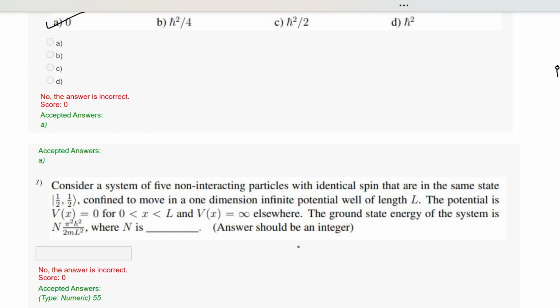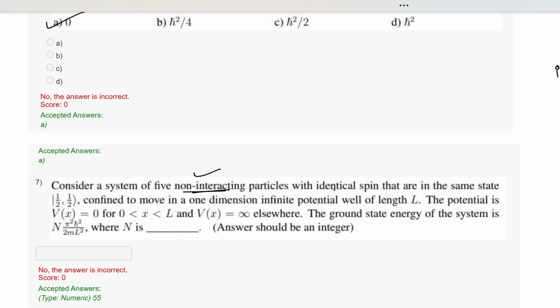So first of all, this is a 1D particle in a box problem. But the twist is that instead of one particle, you are now dealing with 5 particles which are non-interacting with each other. So they will behave independently of each other. Their energy values will be independent and the total energy will be a sum of the individual particles' energies. That is the significance of being non-interacting.